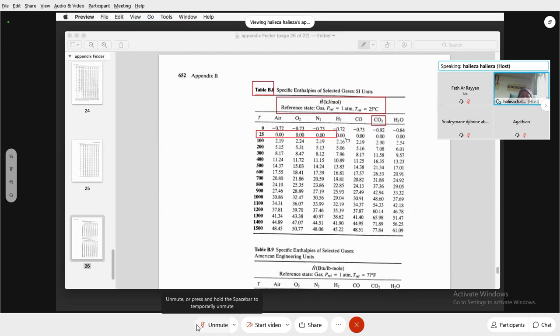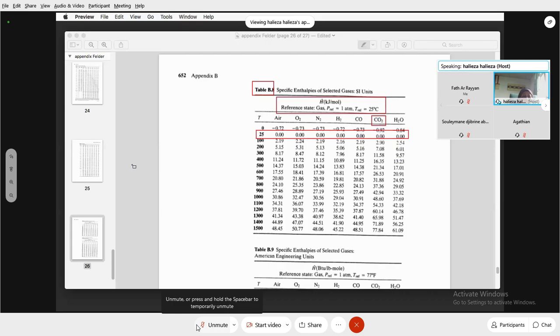Why 25 degrees C? Because if you look at the temperature, the enthalpies are all 0 at that temperature and that pressure. That's why your reference state is at 25 degrees C. For example, if the question specified carbon dioxide, then it will be carbon dioxide gas at 1 atm and 25 degrees C. That's the reference state. Any other questions?